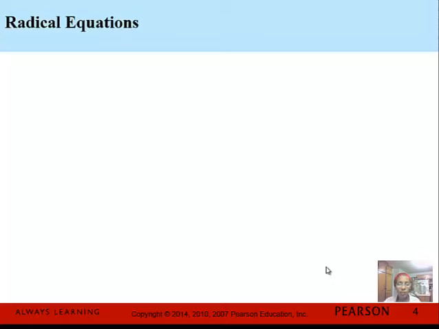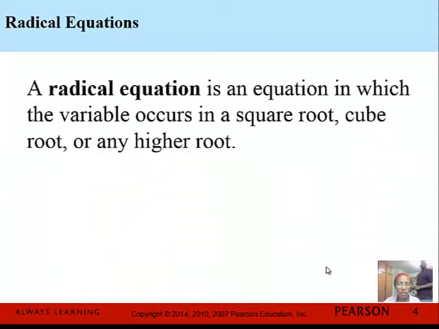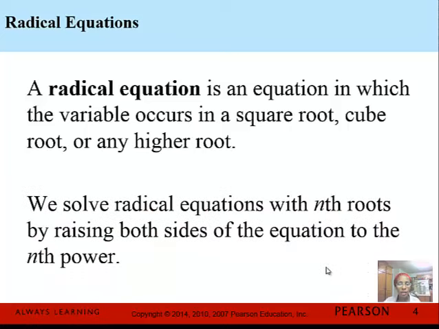Now let's take a look at radical equations. A radical equation is an equation in which the variable occurs in a square root, cube root, or any higher root. We solve radical equations with nth roots by raising both sides of the equation to the nth power.